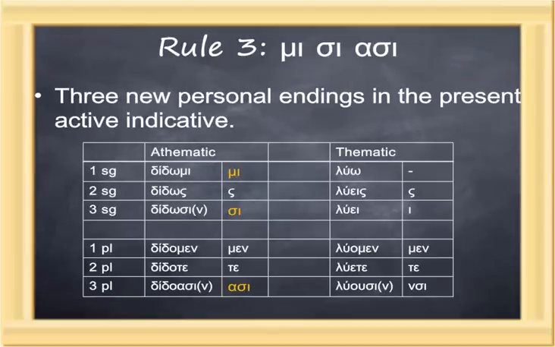Rule number 3. Mi-si-asi. Just say that about 10 times. There are 3 new personal endings in the present active indicative of mi verbs. And those endings are mi, the first person singular, si, often followed by a movable nu in the third person singular, and asi, again, often followed by a movable nu in the third person plural. Mi, si, asi. 3 new personal endings. These are the forms that get confusing. These are the forms that require memory. Mi, si, asi, rule number 3.